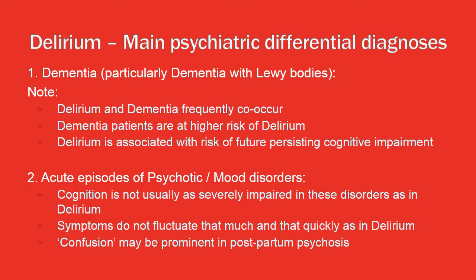Occasionally, acute severe episodes of psychotic or mood disorders may present like delirium. However, cognition is not usually as severely impaired in these disorders as it is in delirium, and the symptoms do not fluctuate as much and as quickly as they do in delirium. In postpartum psychosis, compared to psychosis occurring at other times, the patient might appear confused.